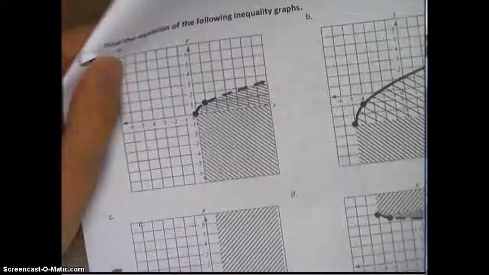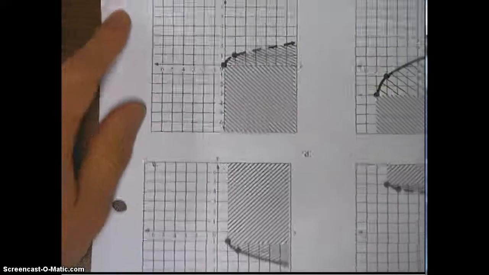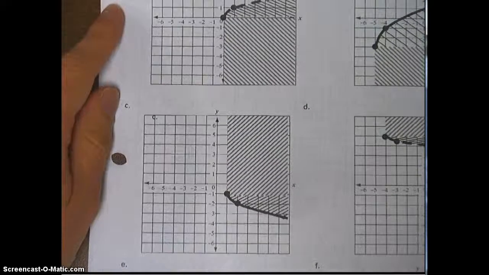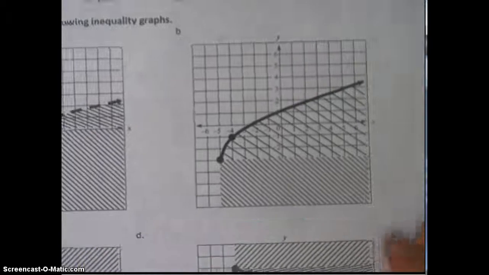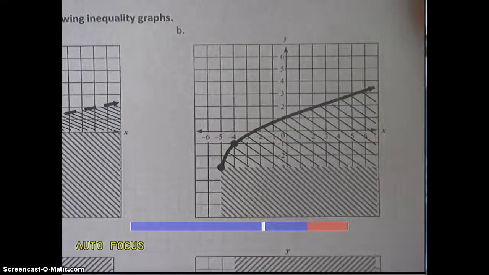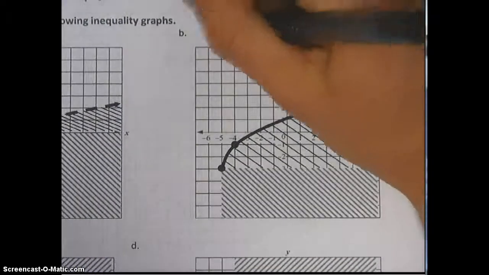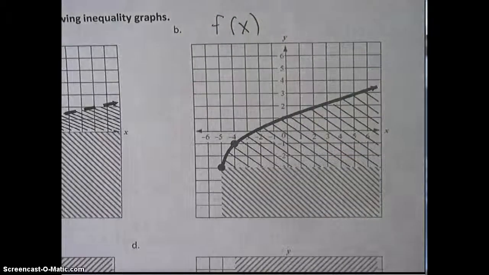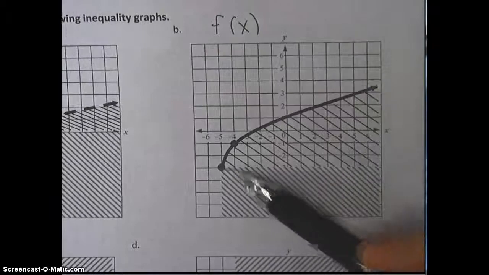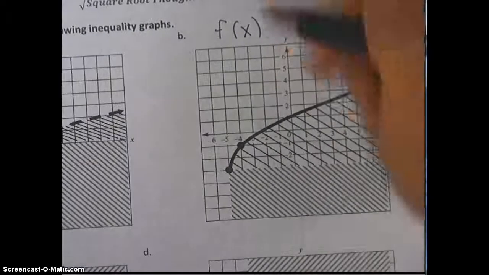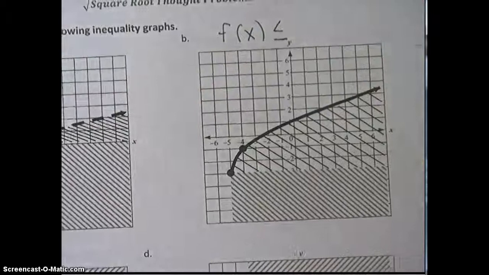I also want to talk about, if you're looking at a graph, how you might figure out what the function is, how to write the function. And let's just talk about this one, b here. It's an inequality, and it's shaded below, and it's a solid line. So every time we're going to have f of x something. And again, it's shaded below, so that's going to be less than, and it's a solid line. So it's not only less than, it's less than or equal to.